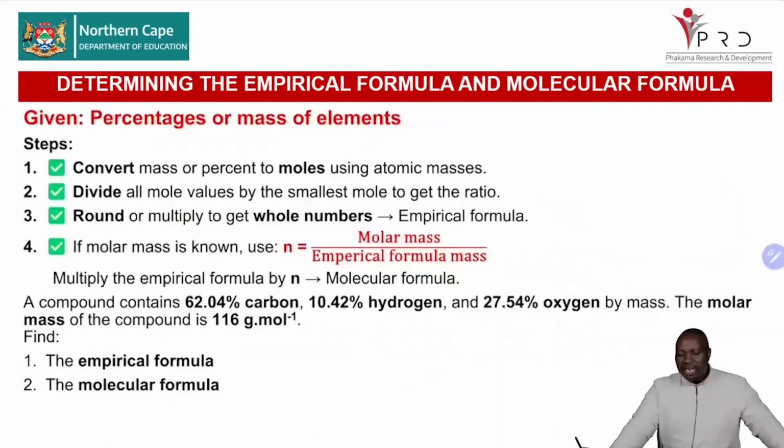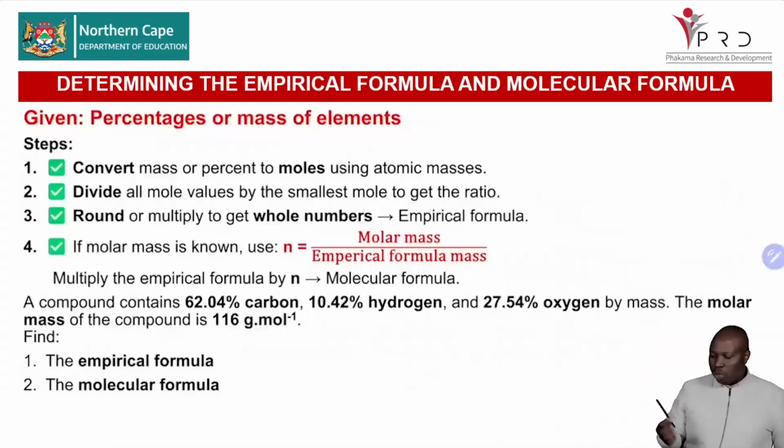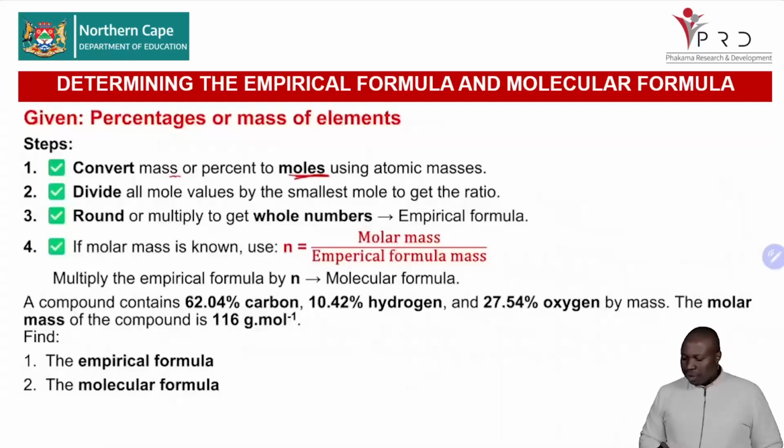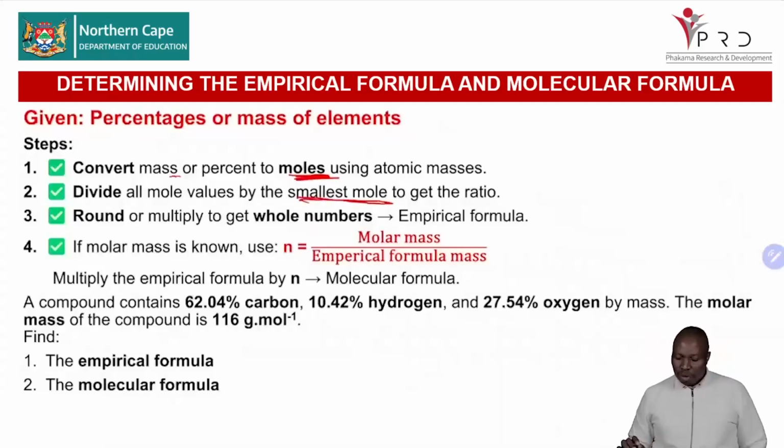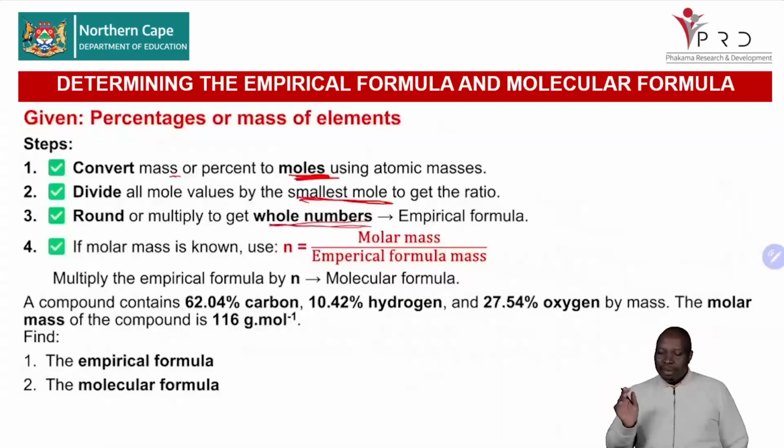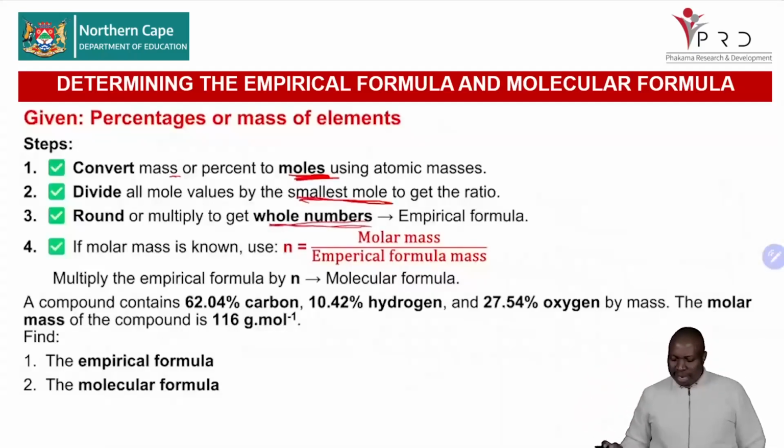Now, I wanted us to look at the empirical formula as well, empirical formula and molecular formula. Last year, there were questions based on this one. And here you can be given the mass or the percentage. What you have to do is convert your mass or your percent to moles. After you have done that, you must divide all the mole values by the smallest mole. After that, you round or multiply to get whole numbers. Remember, empirical formula is the simplest whole number ratio that we are having. That is your empirical formula.